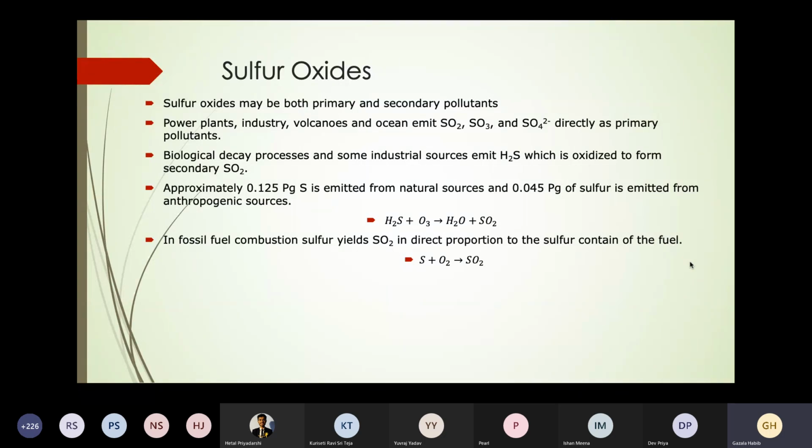H2S plus O3 gives you H2O and SO2, and then S plus O2 gives SO2, right? So these are the reactions which happen in the atmosphere. So just note down the questions I have told you, and try to find out the answers. Other things I have already given in the presentation.